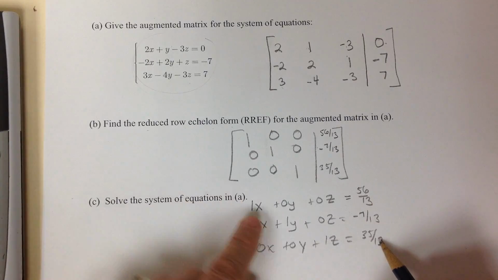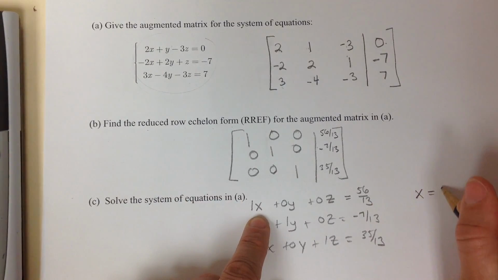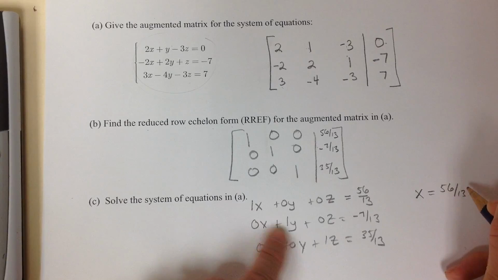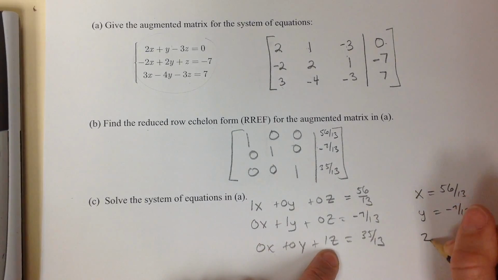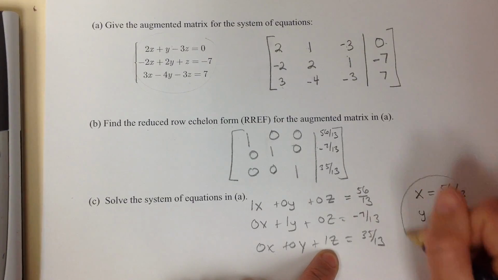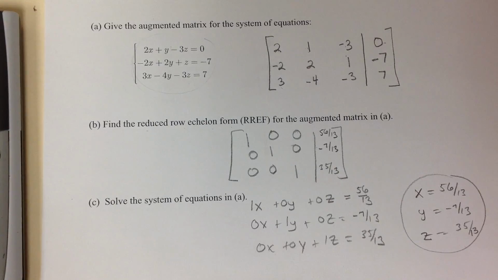Simplify this down. What do you get? It's just x equals 56/13, y equals negative 7/13, and z equals 35/13. And there is our solution to the equation, or system of equations.